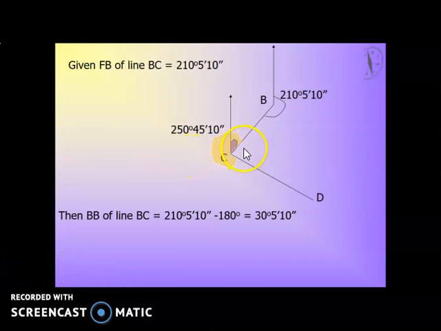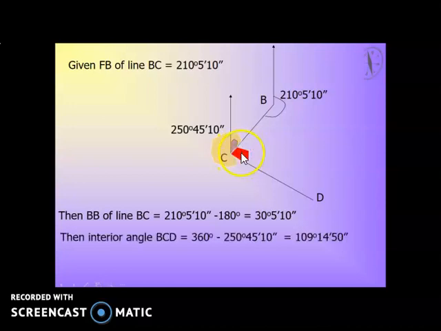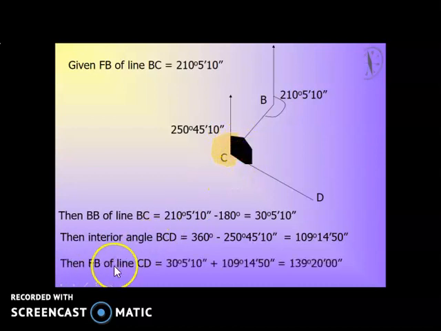That actually allows you to find the interior angle BCD here. This interior angle will be equal to 360 degrees minus the 250 degrees, 45 minutes and 10 seconds. So you get this value here. So this angle plus this angle becomes the forward bearing of the line CD.